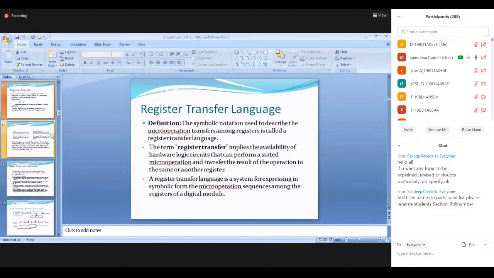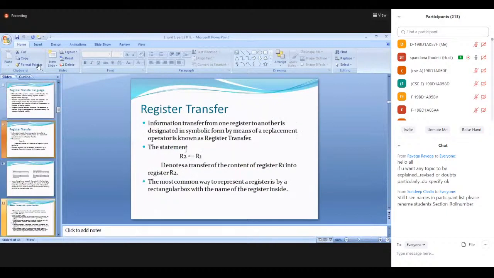You know what a micro operation is. Whenever you want to represent the transfer of data from one register to another register, there is a representation for that, known as register transfer language, right? How do you represent it? You represent it with an arrow mark. Suppose this is your register transfer language, it means transfer the content of register R1 into register R2. Clear?